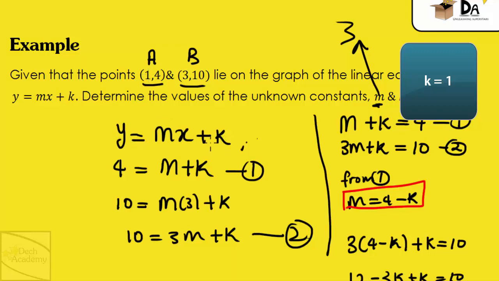This is our equation here. We know that this point A lies on this equation. So when you replace x with 1 and y with 4, we get this equation. Why? Because we know that since this point lies on this equation, this point's coordinates must satisfy this equation. When this point's coordinates are substituted into the equation, so when you replace x with the x coordinate and y with the y coordinate, the left hand side and right hand side must be equal. So we have an equation here.